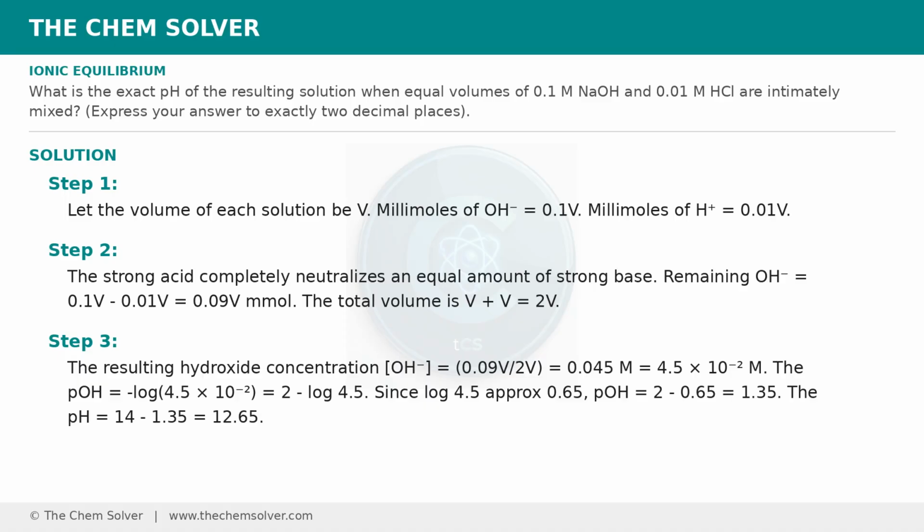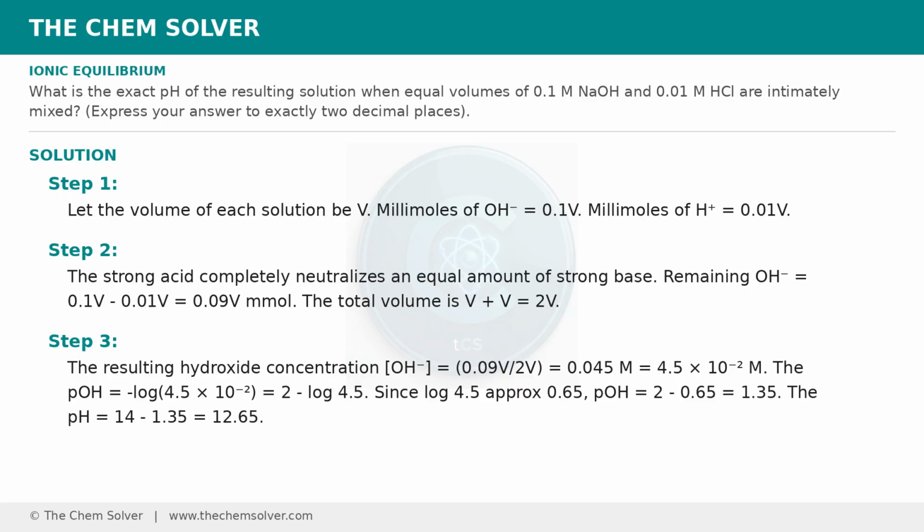Let the volume of each solution be V. Millimoles of OH⁻ = 0.1 V. Millimoles of H⁺ = 0.01 V. The strong acid completely neutralizes an equal amount of strong base. Remaining OH⁻ = 0.1 V − 0.01 V = 0.09 V millimoles.